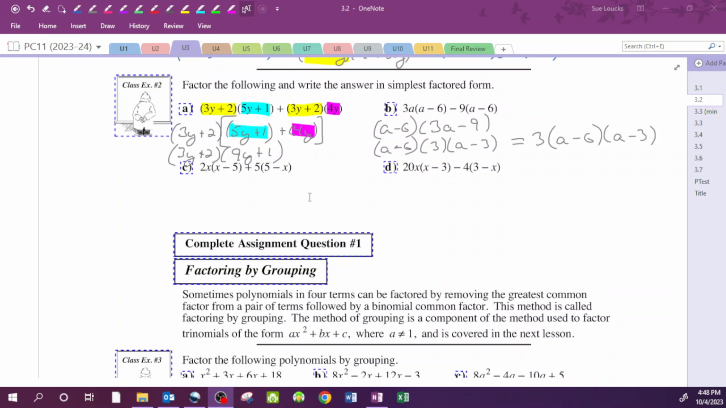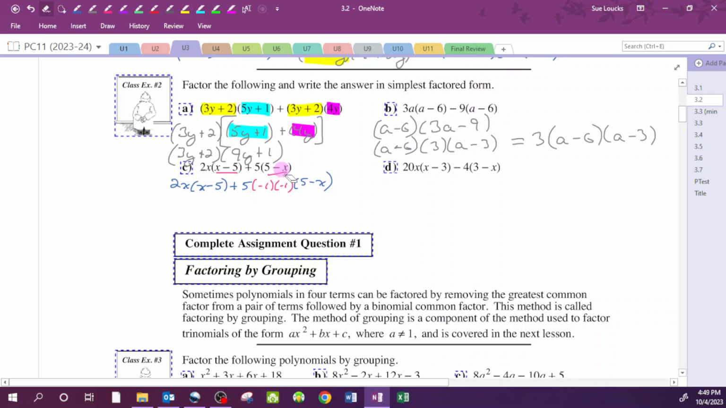Example C. This time, my common factor isn't actually the same. I've got x minus 5 and 5 minus x. And they're not the same thing, but I can make them the same thing. So I'm going to write this out as 2x times x minus 5. I'm not going to change that. And then plus 5 times minus 1 times minus 1 times 5 minus x.